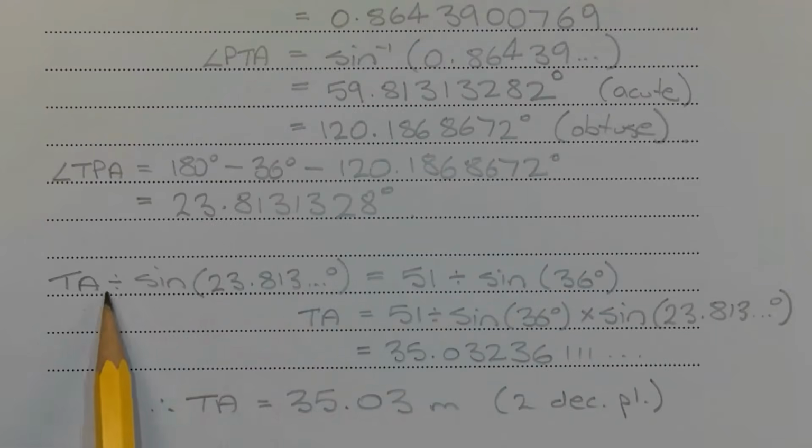Moving this divide sine 23.813 on the left-hand side over to the right-hand side, and we do that by multiplication, we get TA is equal to 51 divided by sine 36 degrees times sine of 23.813 and so on degrees, which equals 35.03236 and so on. But we need to round that correct to 2 decimal places. So we get TA is equal to 35.03 meters, correct to 2 decimal places.